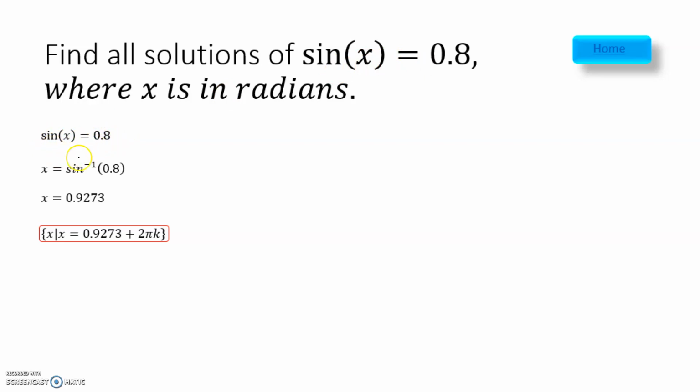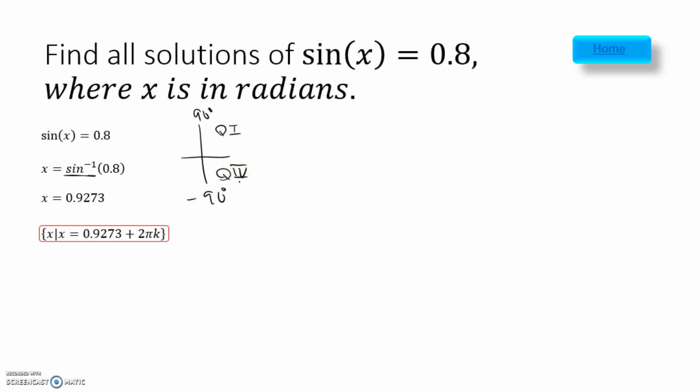Then I'm going to move sine over, and it becomes the inverse of sine. Remember, this is only going to give us angles between 90 degrees and negative 90 degrees, so basically in quadrant 1 and quadrant 4.